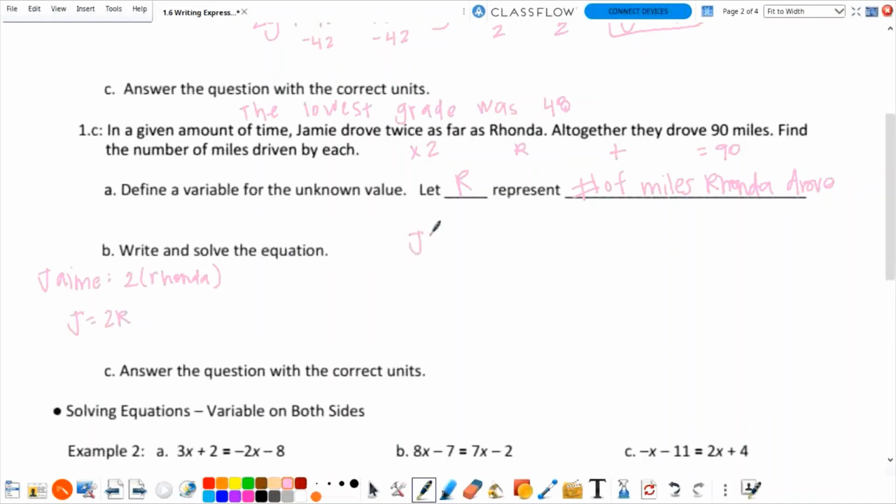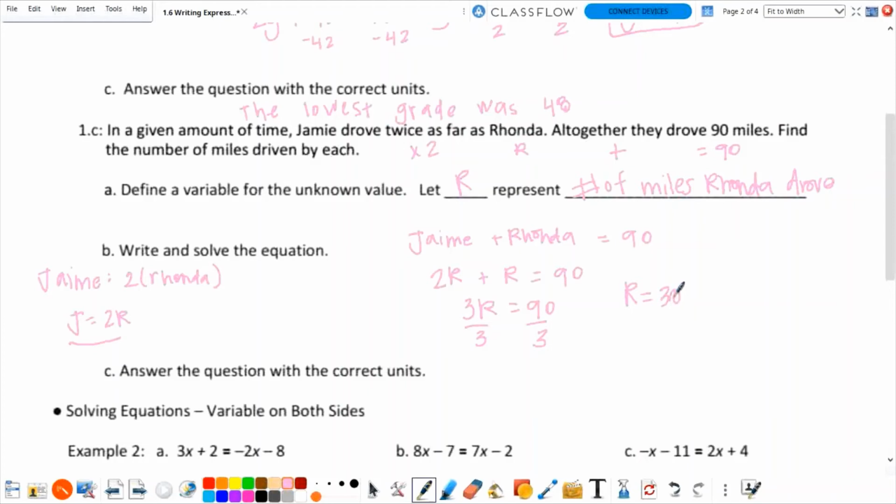Right, and then we in general know that Jamie plus Rhonda equals 90. Okay, well, if we said that Jamie equals 2R over here, then that's what we're going to plug in. So 2R for Jamie plus R for Rhonda, and that equals 90. And now we can just combine our like terms and solve. So 2R plus R gives us 3R, and that equals 90. To get R by itself, we're going to divide by 3. So 90 divided by 3, R equals 30.